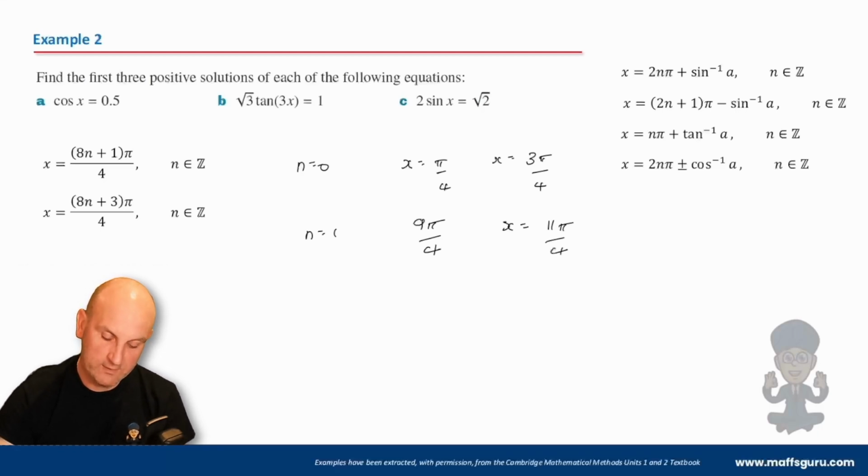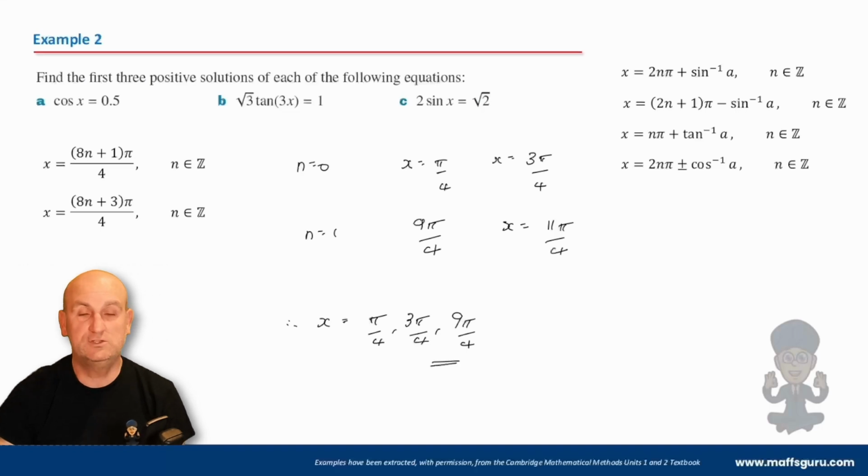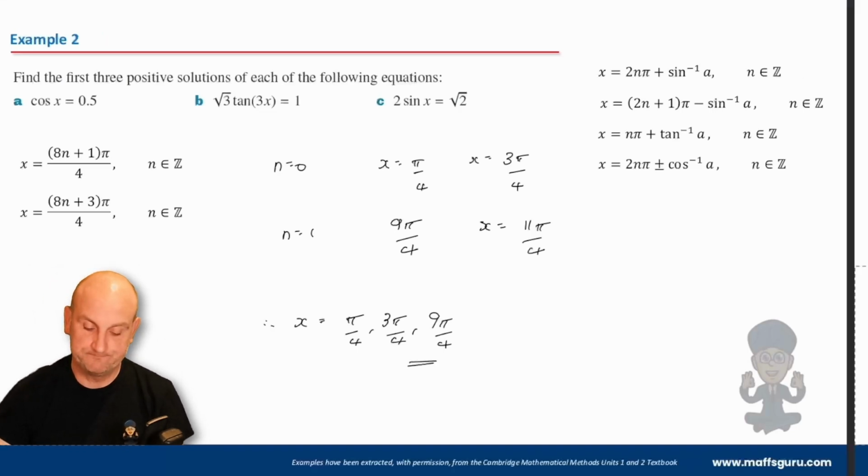11 pi on 4. Now again, I'm just going to check minus 1 just to make sure I'm not going to get tricked. If I try minus 1 in here, that'd be minus 8 plus 1, which will be negative, minus 8 plus 3, which is negative. And so actually, I've got my first 3 values. So therefore, x would become equal to pi on 4, comma, 3 pi on 4, and 9 pi on 4. Ka-ching. We are done, I think.